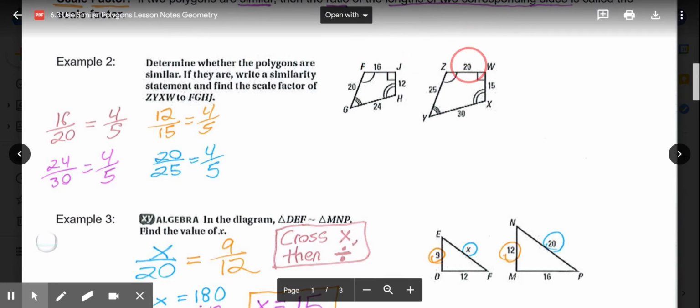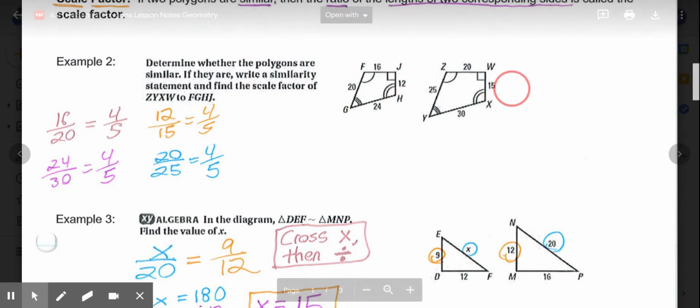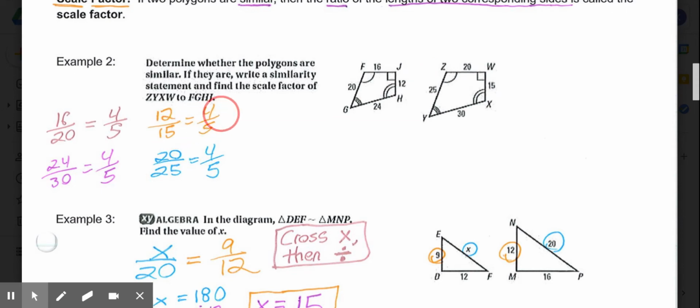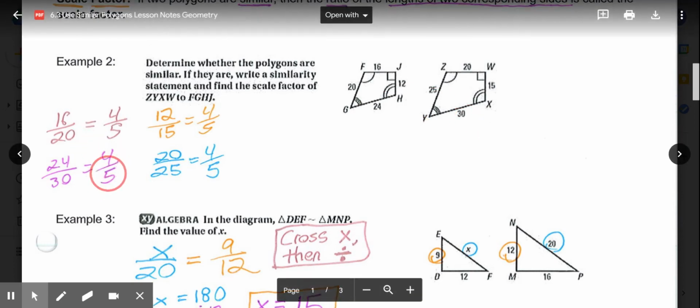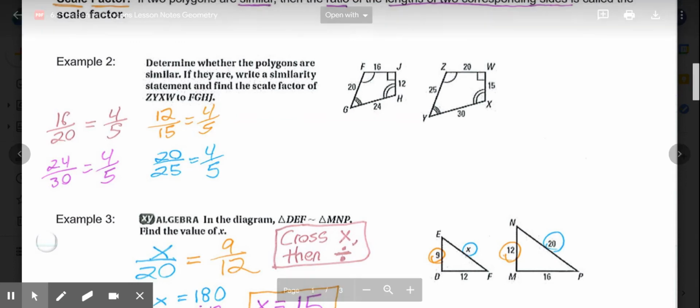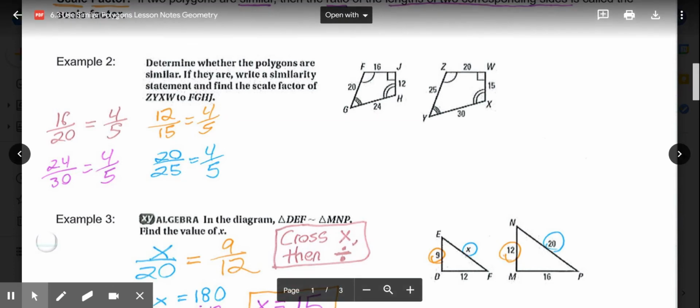16 corresponds with 20. So 16 over 20 simplifies to 4/5. Then 12 corresponds to 15. 12 over 15 equals 4/5. 24 corresponds with 30, simplifies to 4/5. And 20 corresponds with 25, simplifies to 4/5. So if all the sides simplify to the same ratio, they marked that all of our angles are congruent already. Are these shapes similar? Yes, they are.